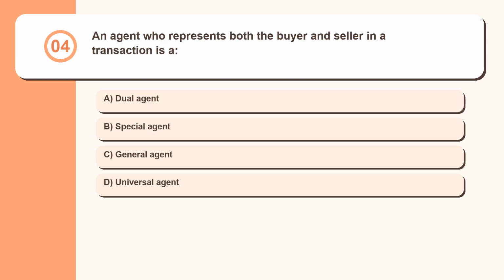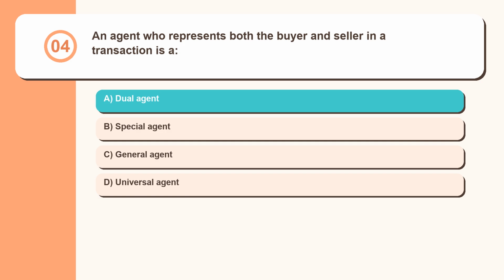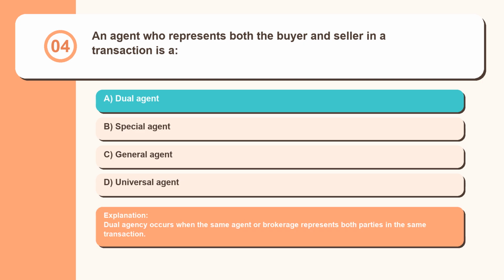Question 4. An agent who represents both the buyer and seller in a transaction is a dual agent, special agent, general agent, universal agent. Dual agency occurs when the same agent or brokerage represents both parties in the same transaction.